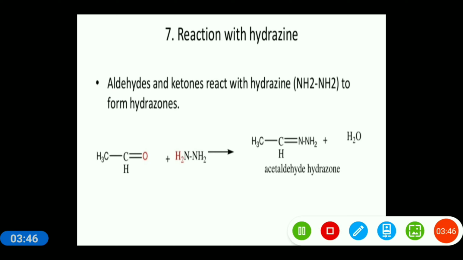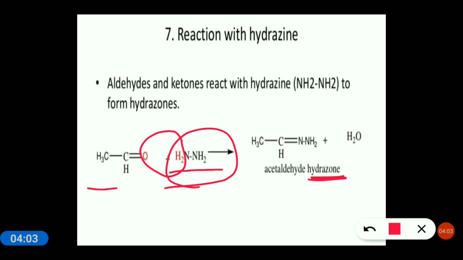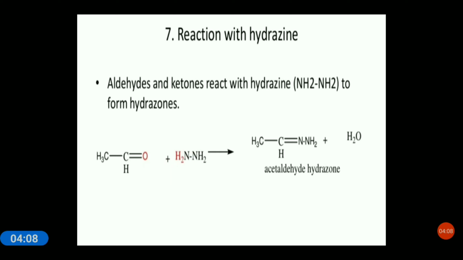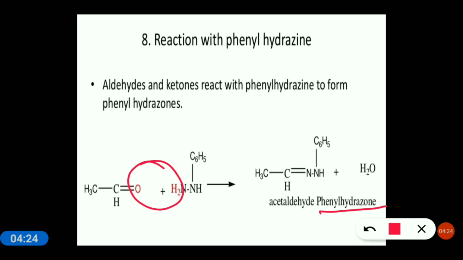Reaction with hydrazine. Hydrazine is NH2-NH2. Again there is removal of a water molecule and the formation of hydrazone takes place. Hydrazine gives rise to hydrazone. So if this is acetaldehyde, formation of acetaldehyde hydrazone takes place. Next is reaction with phenylhydrazine. In the same way there is removal of H2O and formation of phenylhydrazone takes place.